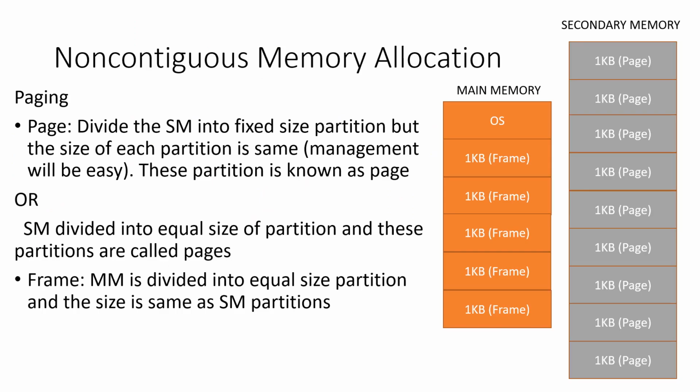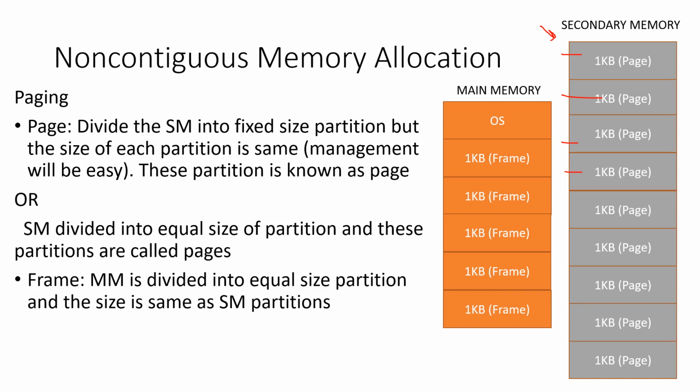Okay, now we'll see what is non-contiguous memory allocation. Here we are going to discuss paging, segmentation and frames. What is the meaning of page and frame? So paging is where we divide the secondary memory into fixed size partitions. The size of each partition is the same. These partitions are called pages. So here you can see the secondary memory is divided into multiple partitions and the size of each partition is 1 KB. So each partition of the secondary memory is known as a page. Okay, so they are all equal size partitions.